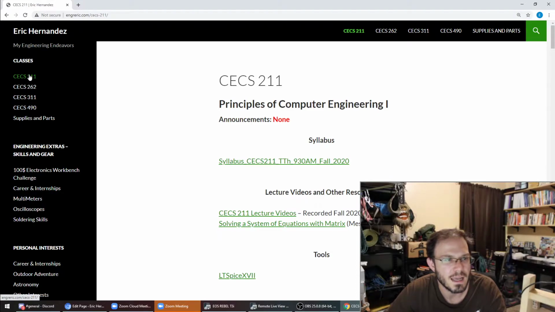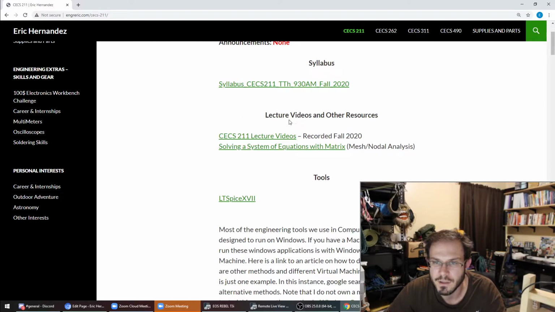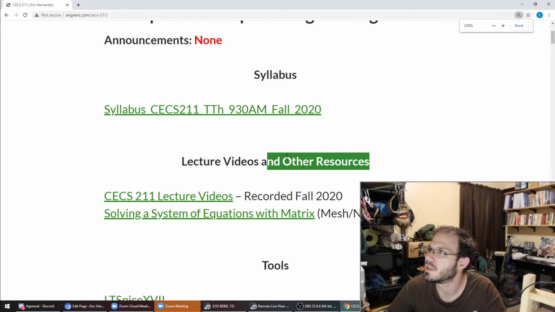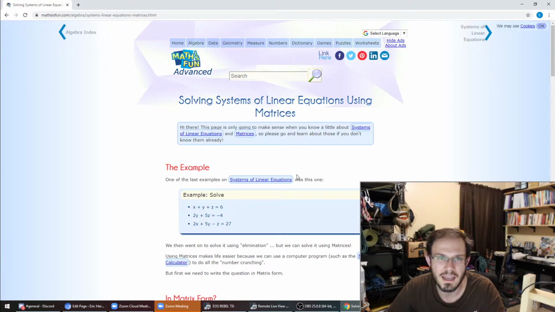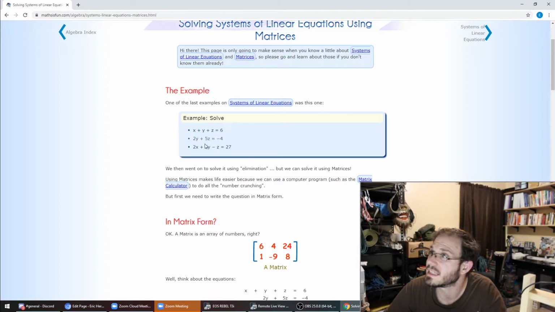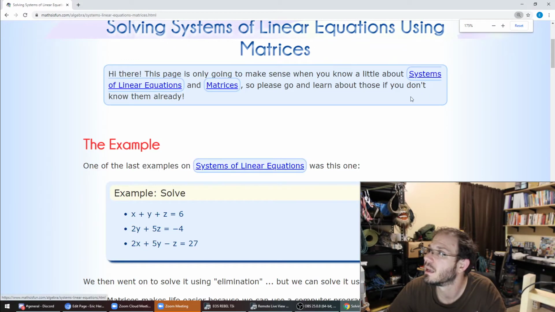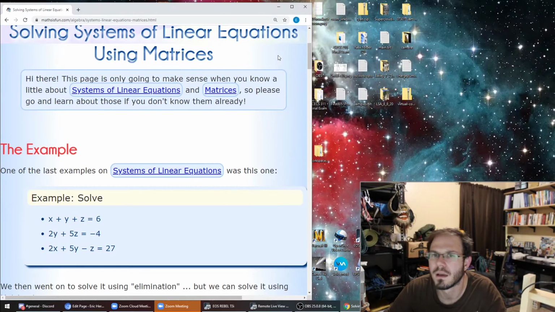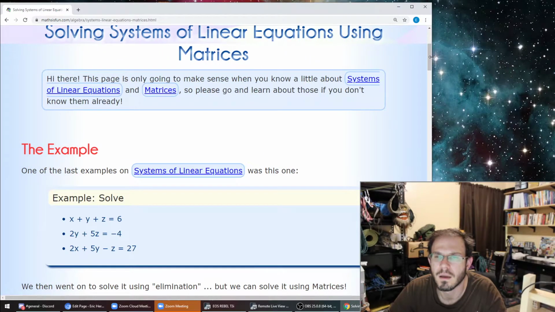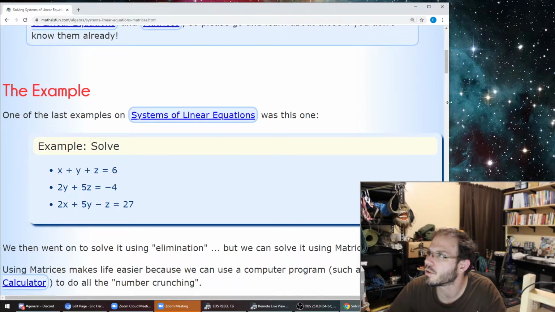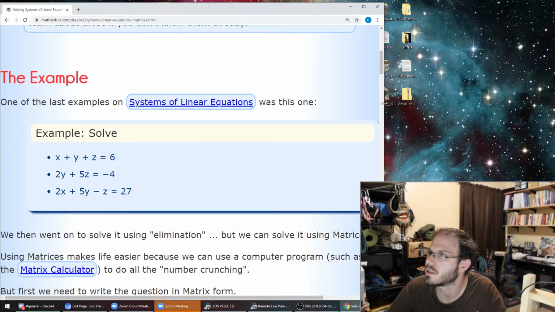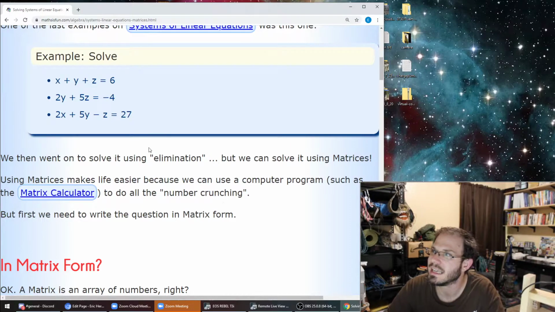If you go to my website, 211, and you go down to lecture videos and other resources, solving a system of equations with matrix, and it's from this cheesy website, Math is Fun, and they have an example here with exactly three variables and three equations. So exactly what we just did.